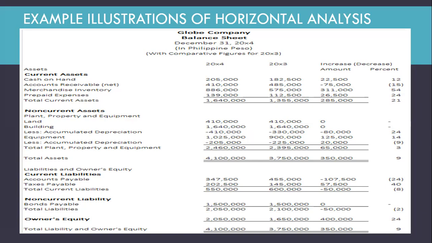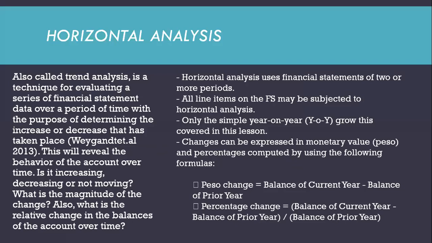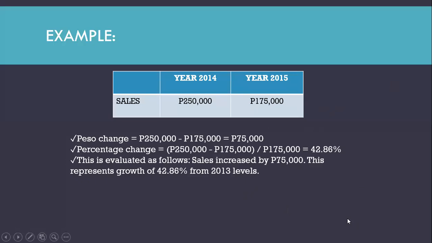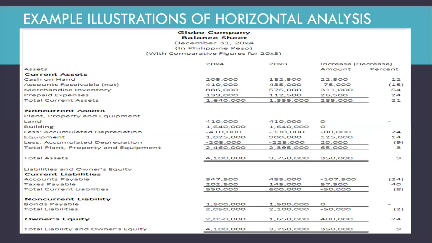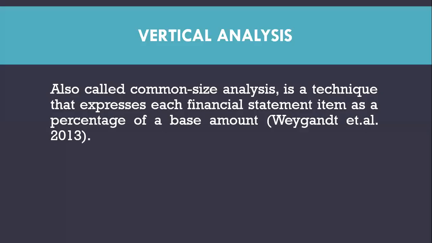So, ulitin lang natin yung pagkuha ng horizontal analysis. Sa peso change, balance of current year minus balance of prior year, then percentage change, balance of current year minus balance of prior year, divided by balance of prior year. So, I hope clear kayo dyan. Sundan nyo lang po yung formula natin. Okay? Next naman is yung vertical analysis.